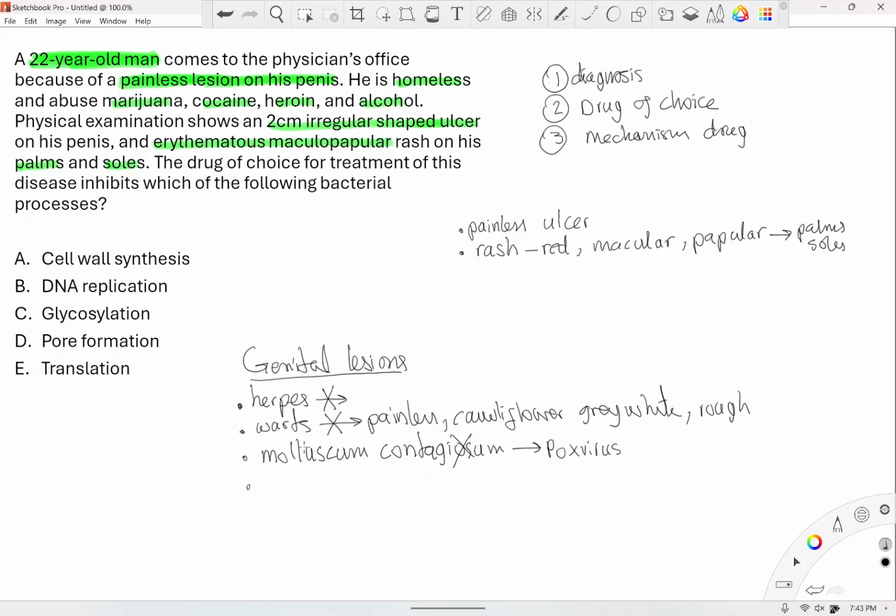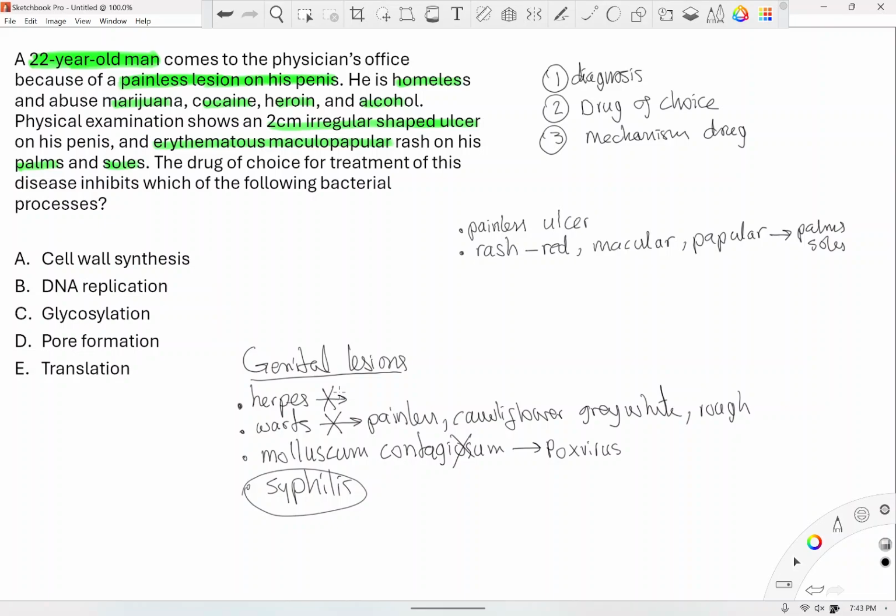What's left? I'm trying to see. Syphilis, right? Syphilis causes painless ulcers, so that is true. So most likely from this we know it's syphilis. But let's see what syphilis causes.